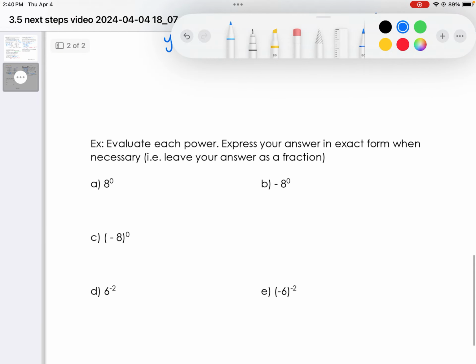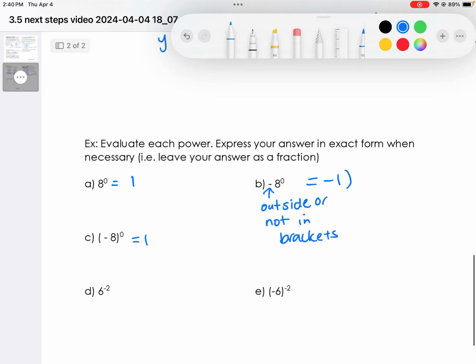So every time you see 0, you can put 1. Negative a to the power of 0, 1, no problem. B is a little bit tricky. The negative is outside brackets, or not a part of brackets. So what that means is it's like negative 1 times 8 to the power of 0.